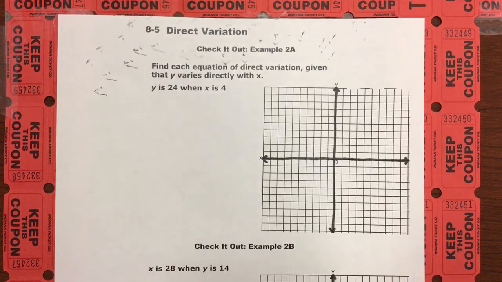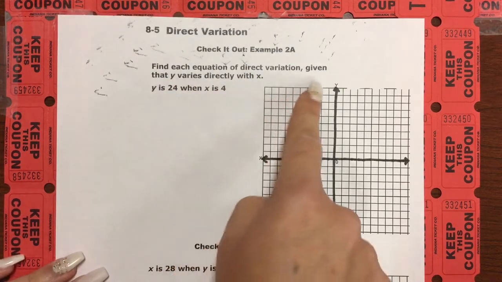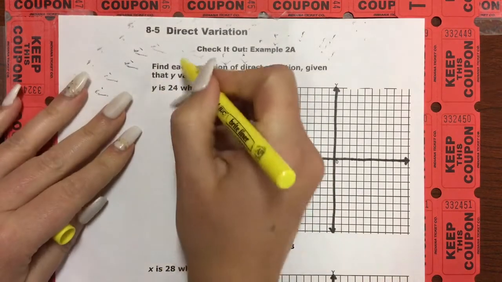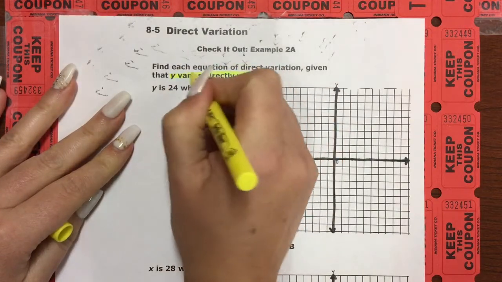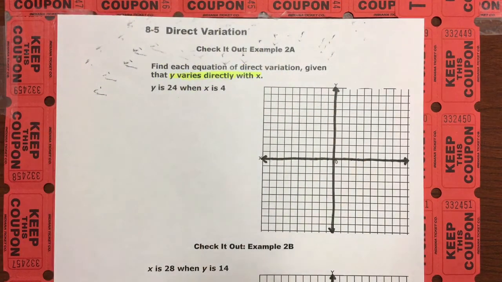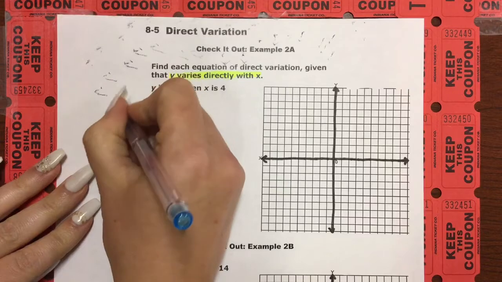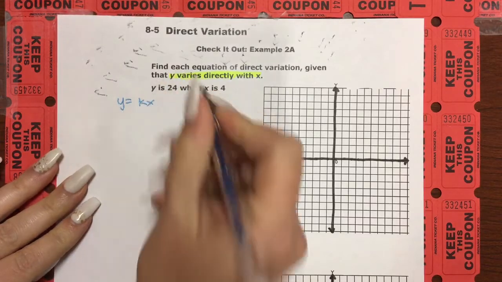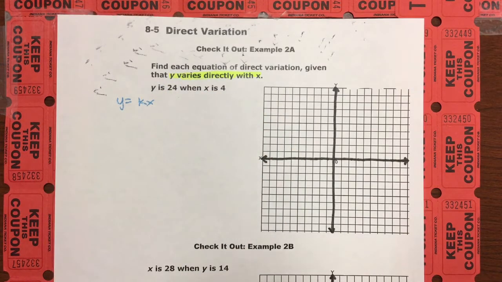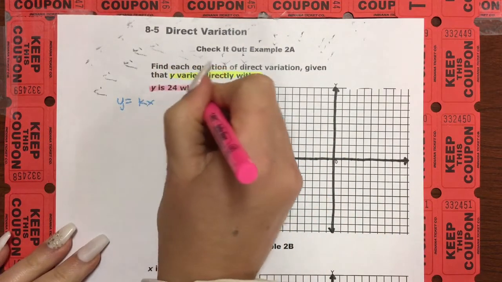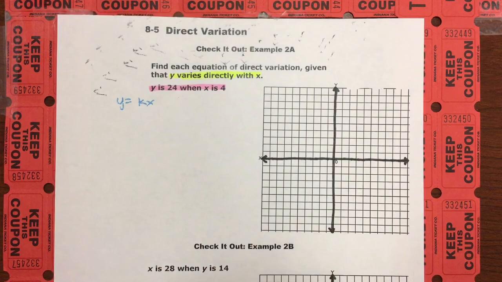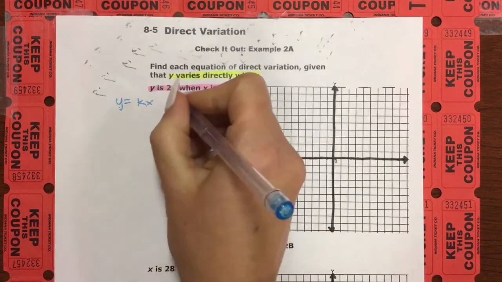All right, we are back. We're going to find each equation of direct variation given that y varies directly with x. That lets us know that immediately we need to go ahead and write down the direct variation equation, which is y equals kx. And then we have this lovely little bit here, which says y is 24 when x is 4. And we know that that just means that they're giving us a point.